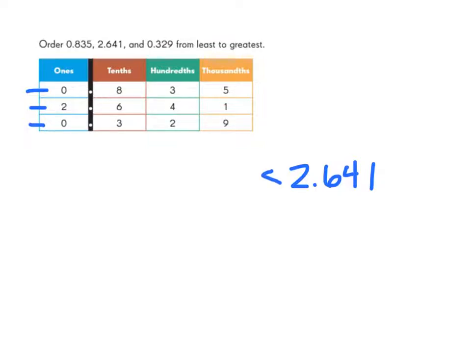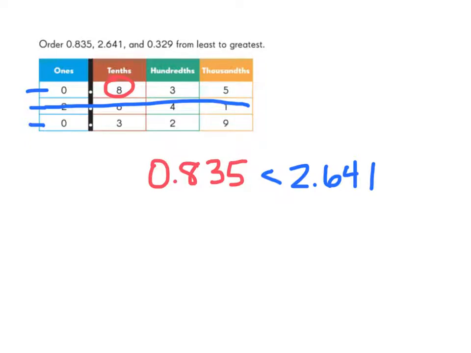That is going to be our largest number. Okay. So now let's figure out whether 835 thousandths or 329 thousandths is the largest. We can stop looking at this line because we've already eliminated 2 and 641 thousandths as our largest. So now let's compare our tenths. Which is greater, 8 or 3? Well, that'll be 8. So our next number will be 0.835 or 835 thousandths, which leaves 0.329 or 329 thousandths as our smallest number.